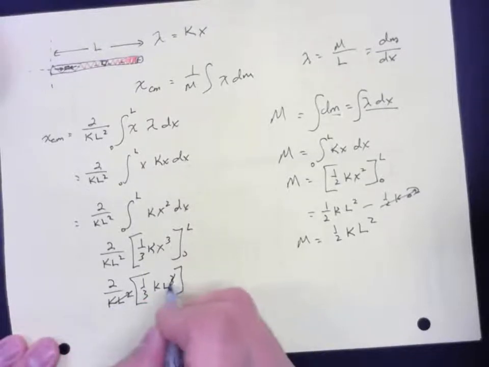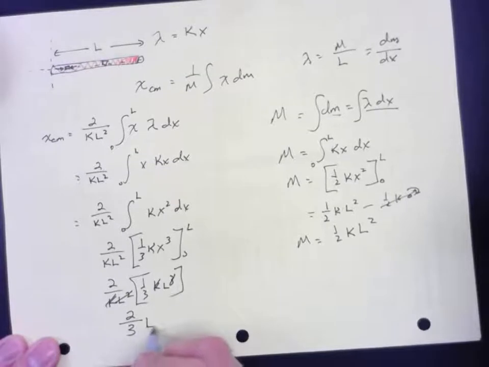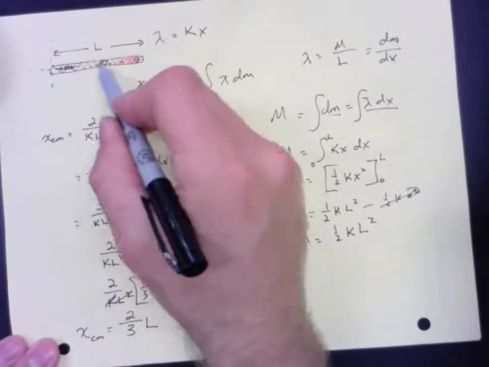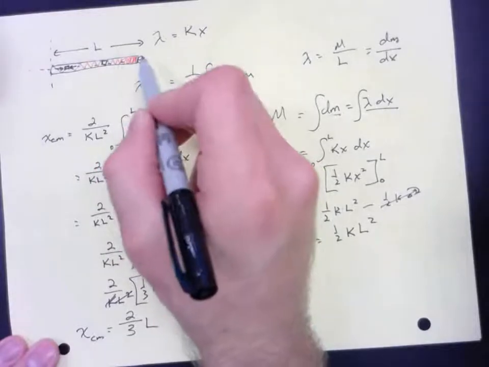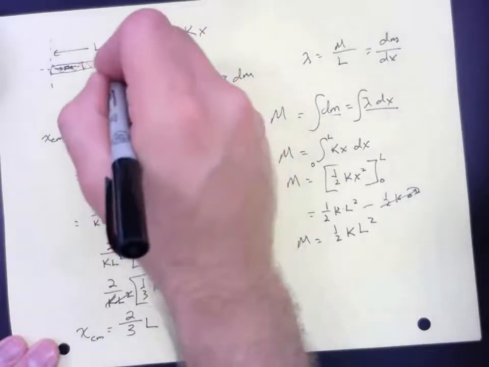These two L's cancel out two of those, this k gets canceled out, so we're left with 2/3 L, and that would be the location of the center of mass of this rod, since more of the mass is distributed towards this end. So it'd be right there.